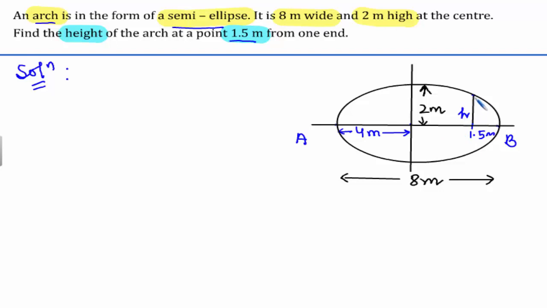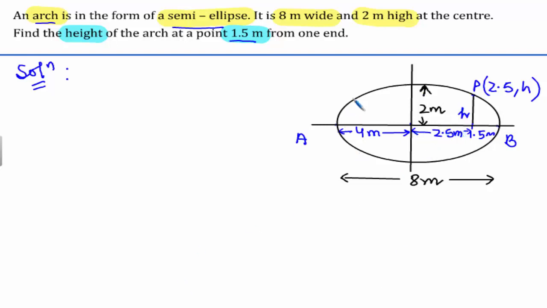So this point P will have coordinates 2.5, h, since this whole is 4 meters, which is half of the width of the ellipse, and 4 minus 1.5 is 2.5 meters. So this distance is 2.5 meters from the origin of the ellipse.